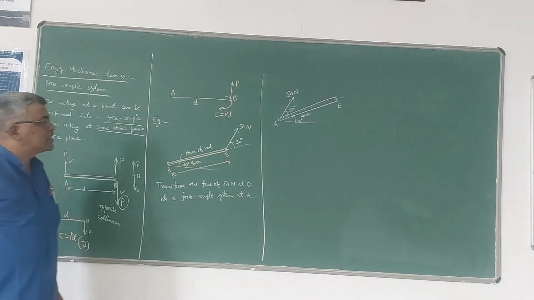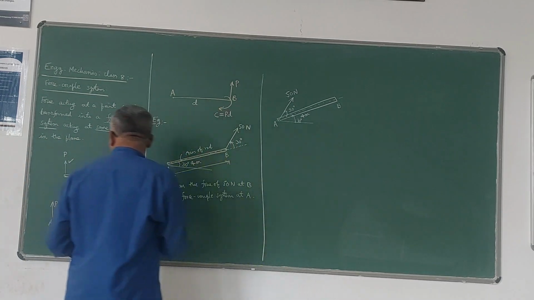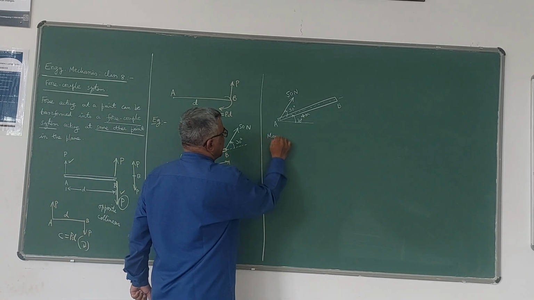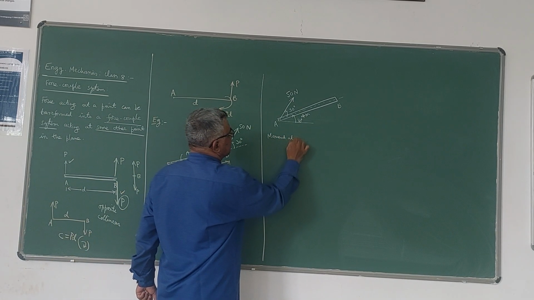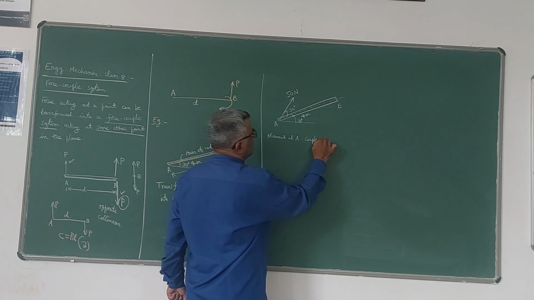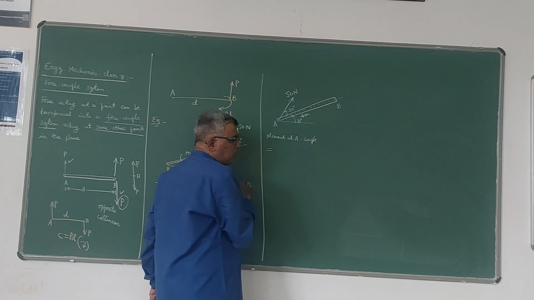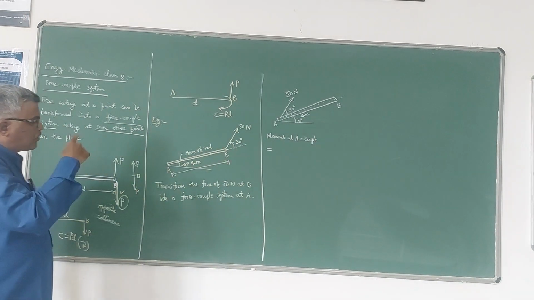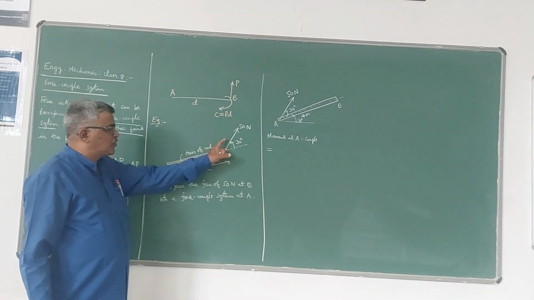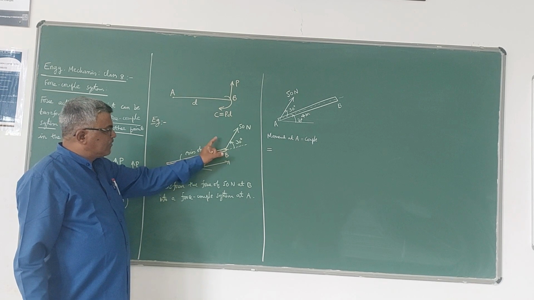Or in other words, if you find this value of MA, that is the moment at A, that moment at A itself is the magnitude of the couple. So that couple will be calculated by taking moment at A. Moment at A is calculated by resolving this force. So I have explained that in the last video.